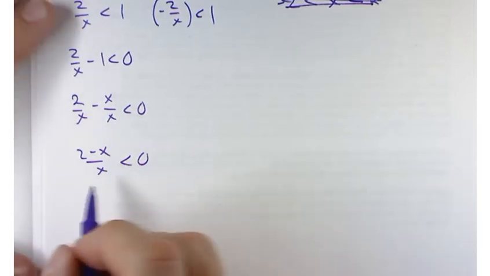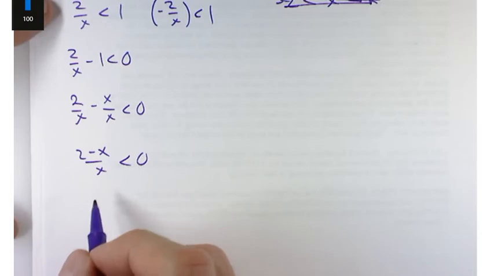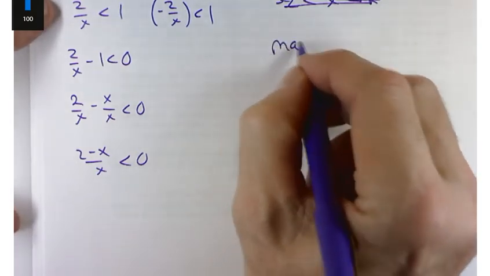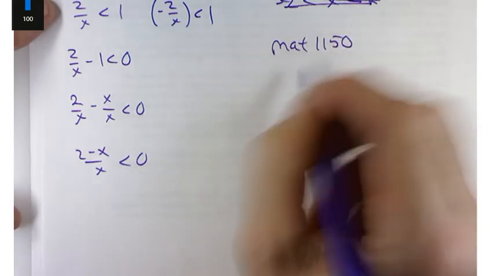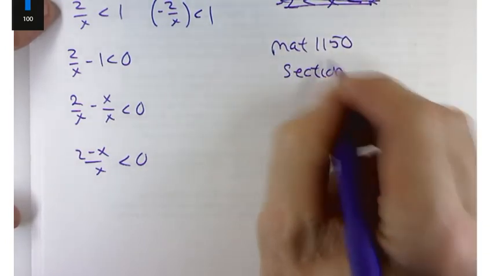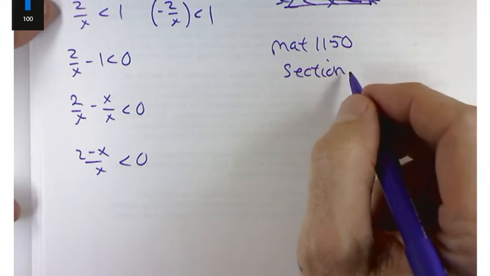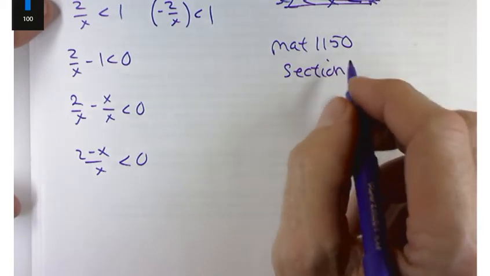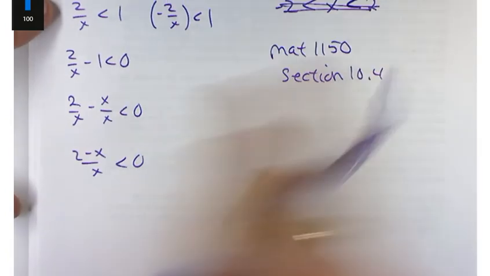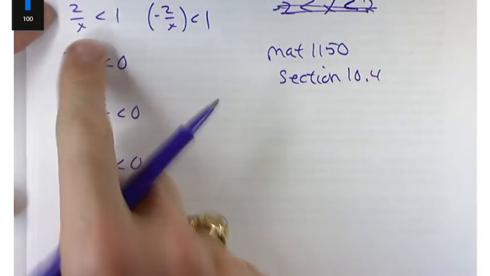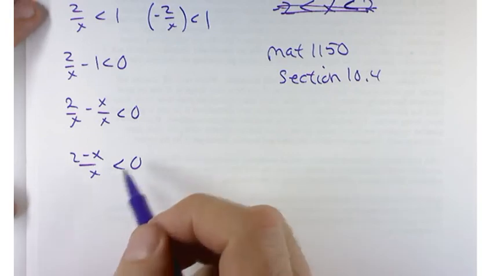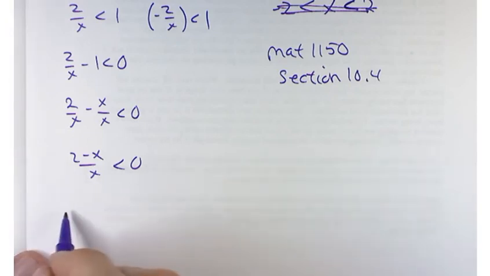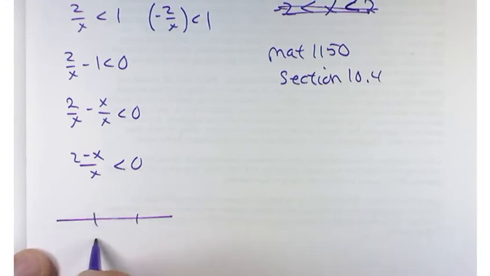I'm sure you've got a video on YouTube for my math 1150 class, section, what was it, 10.3 or 10.4? 10.4, right, where we did quadratic and rational inequalities. That would discuss doing this. You would have to set up a real number line, 0 and 2. Wow, this is really, really bad.